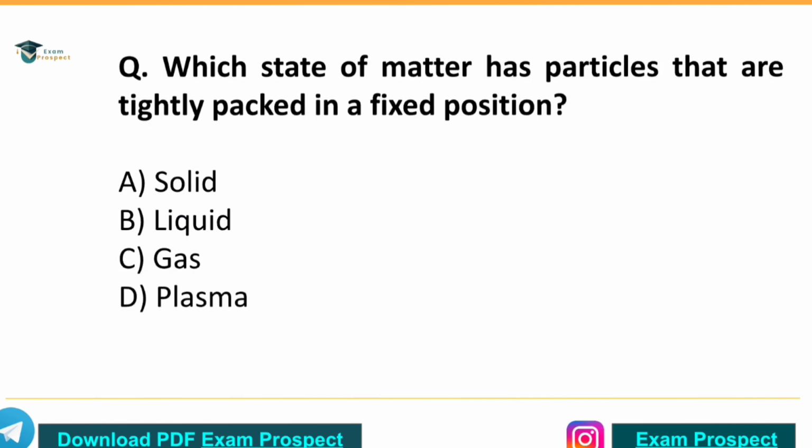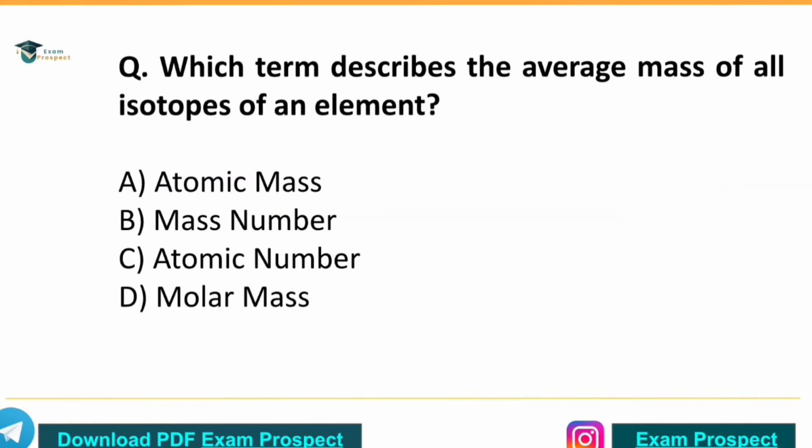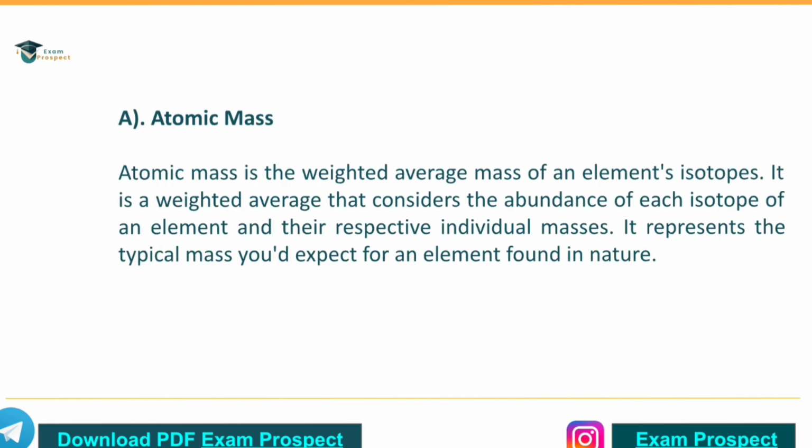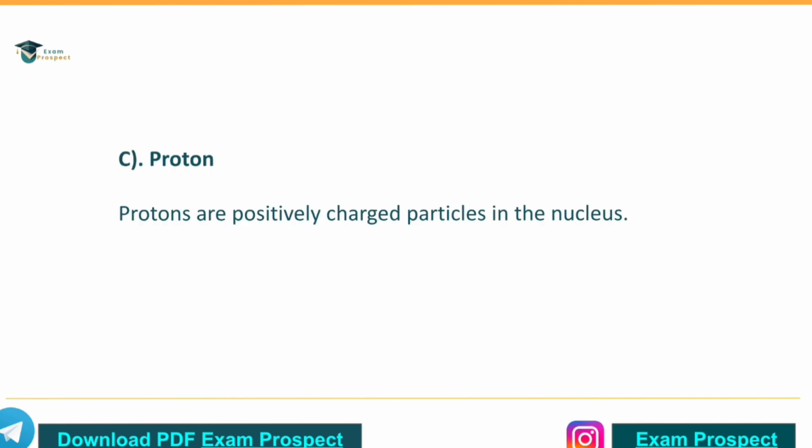Next question, which state of matter has particles that are tightly packed in a fixed position? The correct answer is option A, solid. Next question, which term describes the average mass of all isotopes of an element? The correct answer is option A, atomic mass. Next question, the positively charged particle in an atom's nucleus is the. The correct answer is option C, proton.